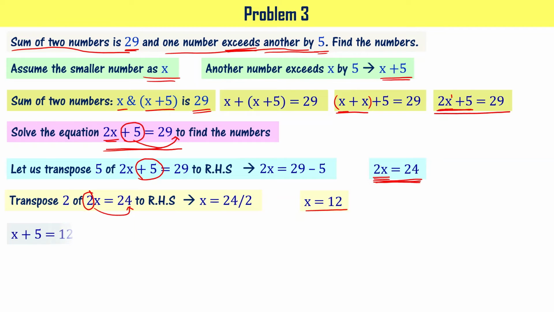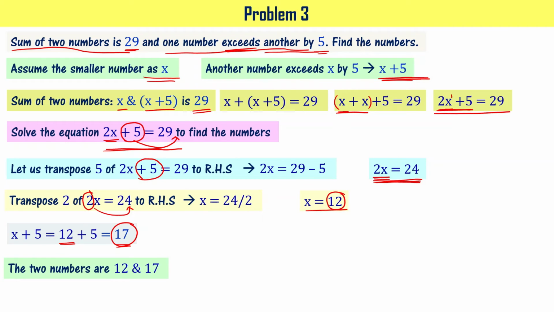Now, we said that the other number exceeds x by 5. That's why we said the other number is x plus 5, right? Let's substitute x equal to 12 so that x plus 5 becomes 17, right? Now you have two numbers, x equal to 12 and x plus 5 equal to 17. These are the two numbers. Let's say that the numbers you are looking for are 12 and 17.